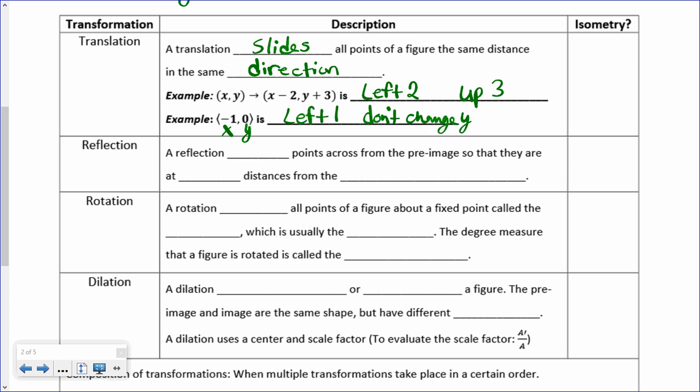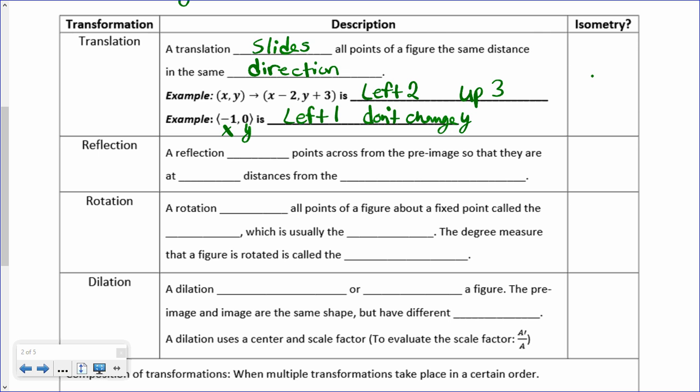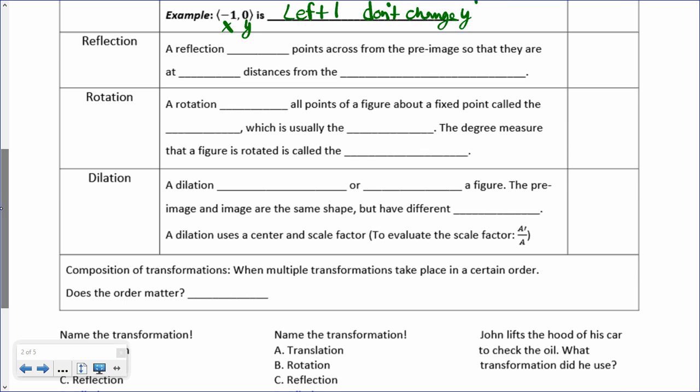Oh yeah, I was just about to ask that. If you translate something, does that change what the shape looks like? No. Yeah, it only changes where it is, not what it is. Correct.